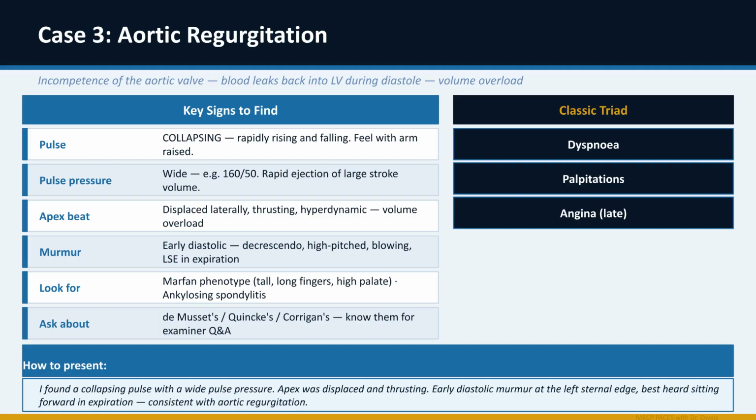Case 3, aortic regurgitation, is also a volume overload state. Key signs are a collapsing pulse with wide pulse pressure, a displaced thrusting apex, and an early diastolic murmur at the left sternal edge, best heard sitting forward in expiration. The classic triad includes dyspnea, palpitations, and late angina. Your presentation should emphasize the collapsing pulse, wide pulse pressure, displaced apex, and the characteristic early diastolic murmur.